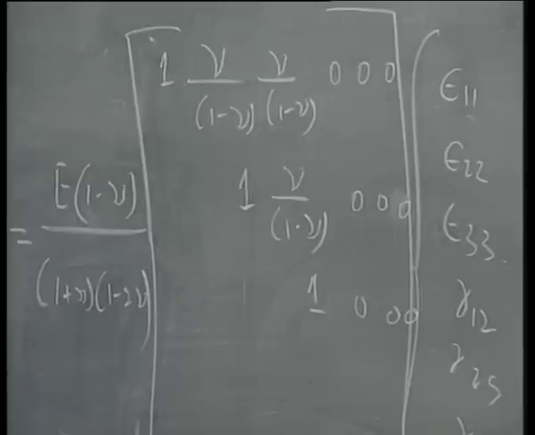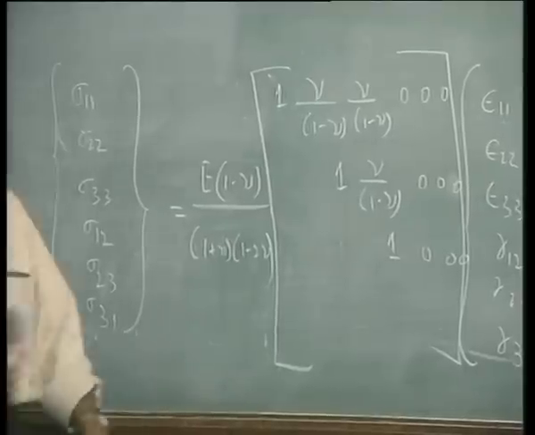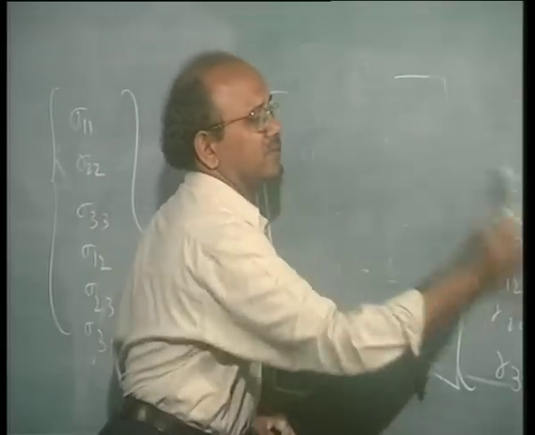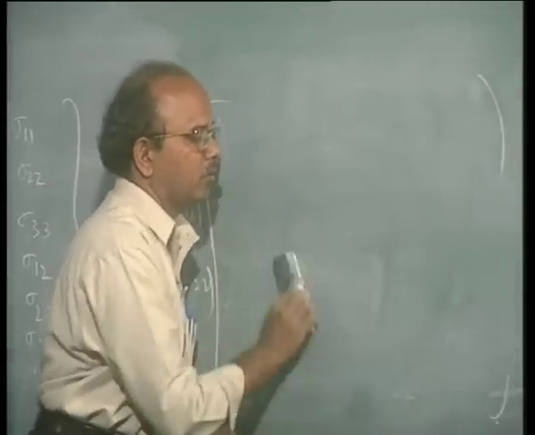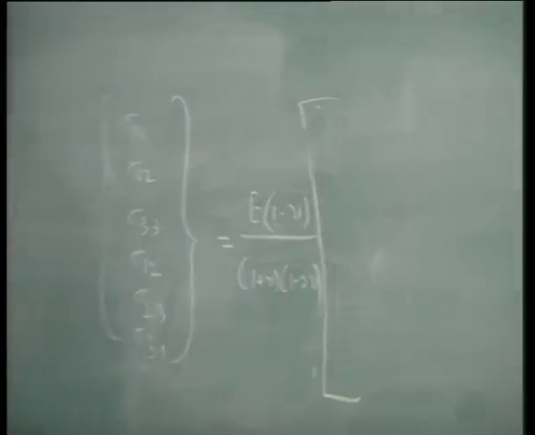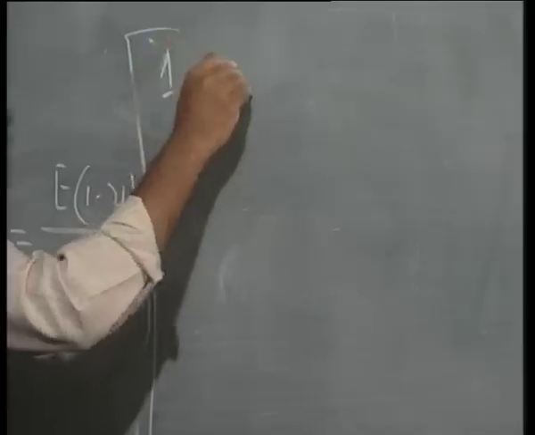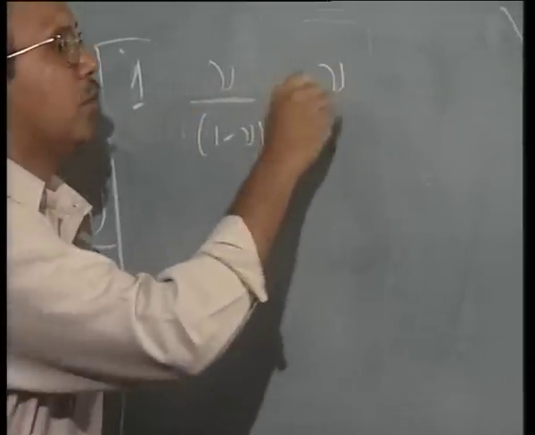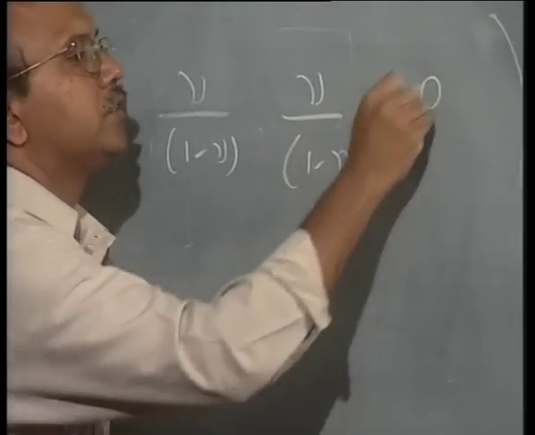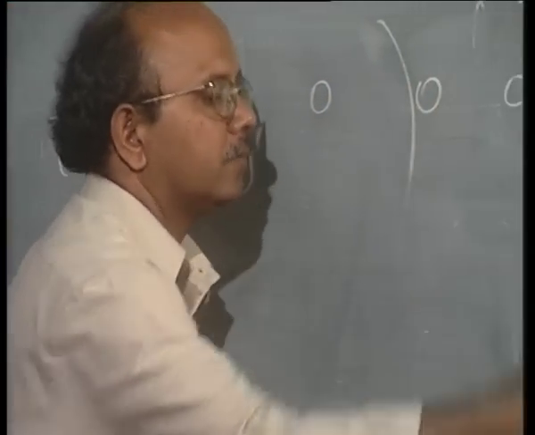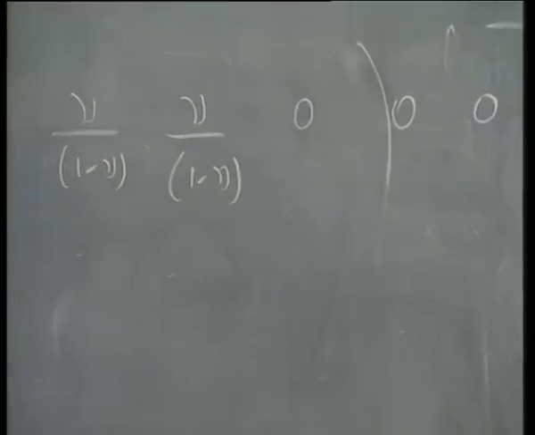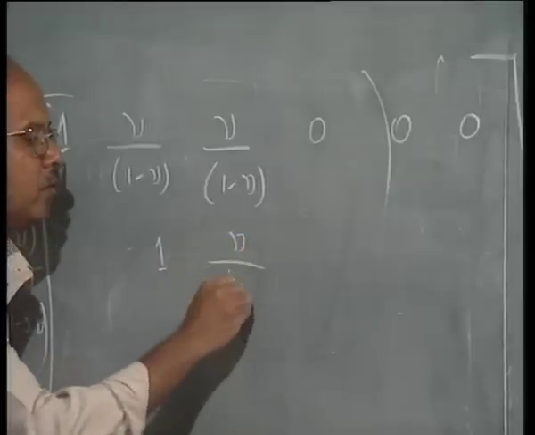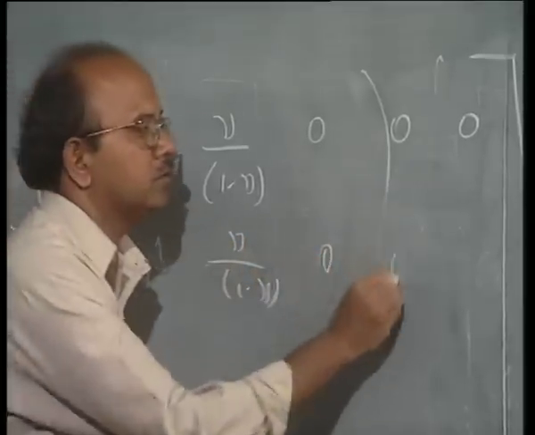So what is the fourth line? Rather, I think my lines are not very clear. Let me write this separately, so that it's a big matrix and we know what it is. So let us say this is 1, nu divided by 1 minus nu, nu divided by 1 minus nu, 0, 0, 0, and then nu divided by 1 minus nu, 1, nu divided by 1 minus nu, 0, 0, 0.